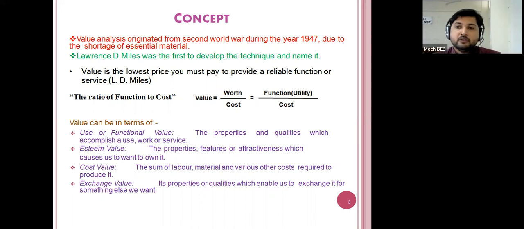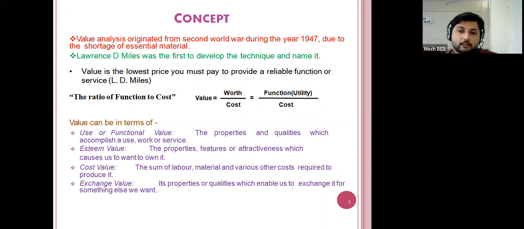Then esteem value. Let us consider you buy a bungalow, and it looks very beautiful, it is placed at the central location of the city, and looks very attractive. Then you buy a Ferrari or Mercedes Benz, and it looks very attractive. So the value here is related to the look or attractiveness of that particular product, the glory of the product, and the value related to the glory.